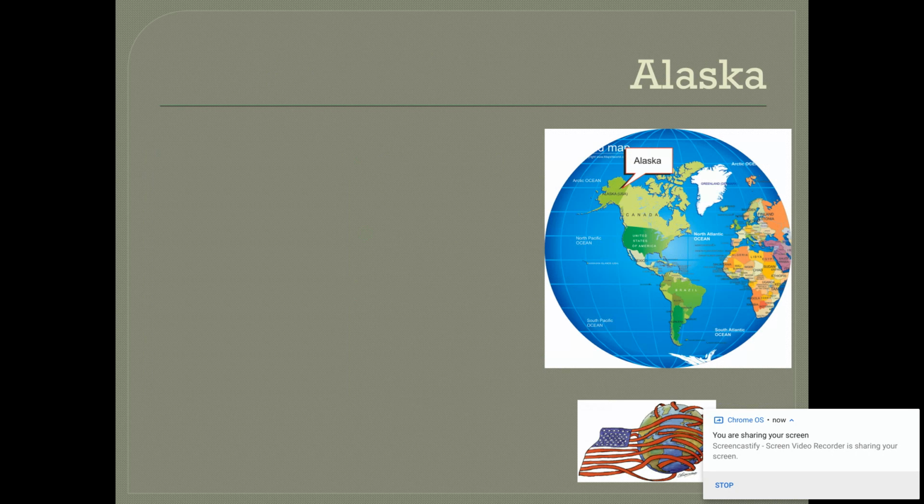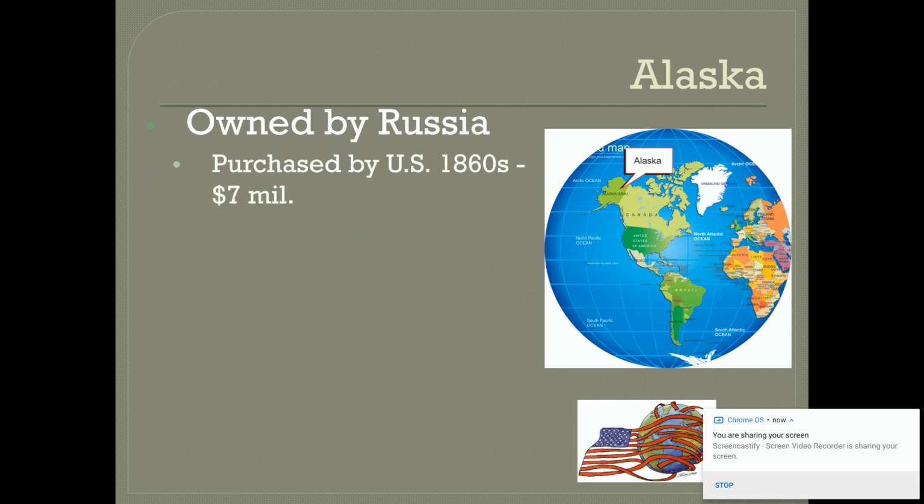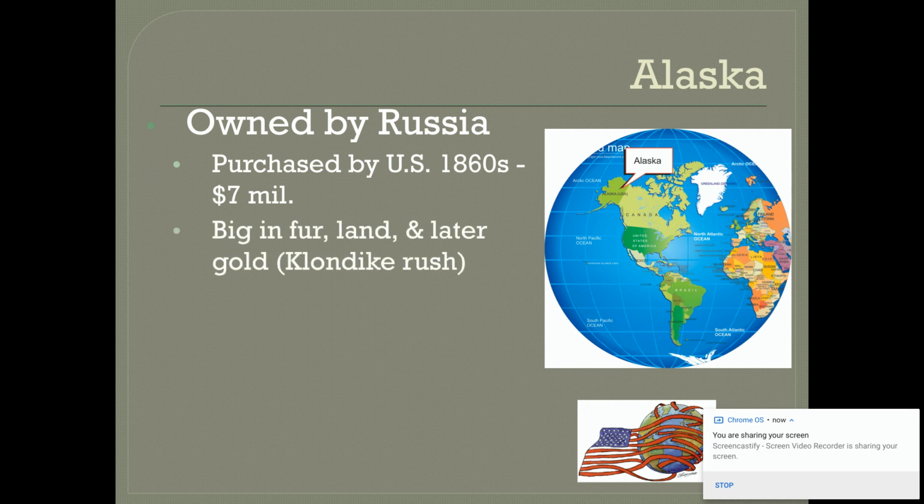One place that the United States began to look to shortly after the Civil War was Alaska. Alaska was originally owned by Russia, and of course, it is part of the North American continent. The United States would pursue Alaska from Russia in the 1860s, and they purchased it for $7 million. Alaska at this point was big in fur, land, and eventually later gold. The Klondike Gold Rush happens, an area within Alaska where gold had been found, and a lot of people went to Alaska to try to get rich off of gold.